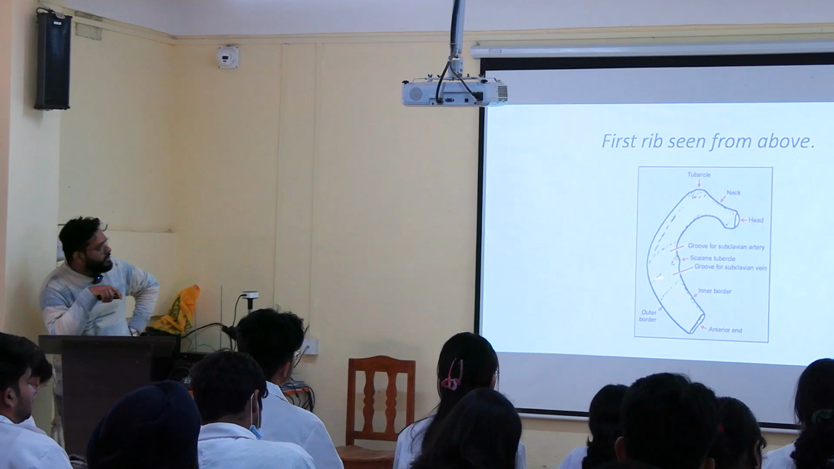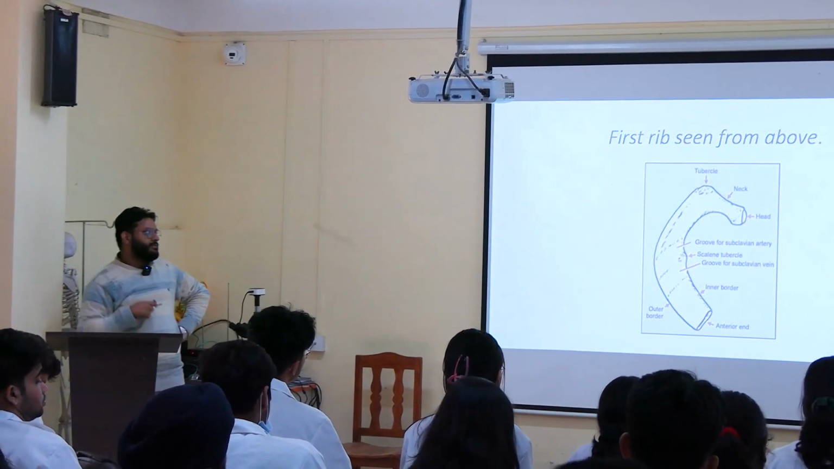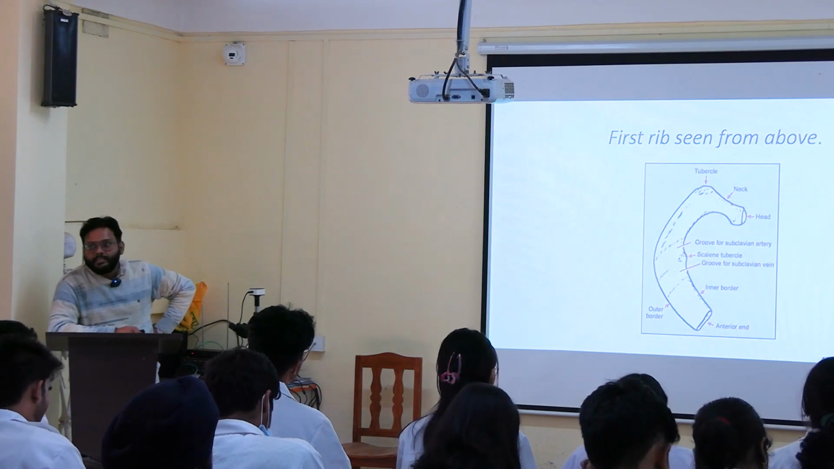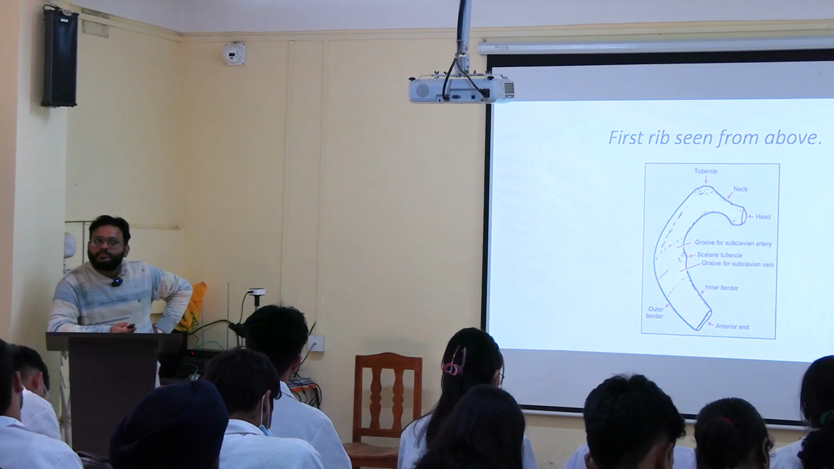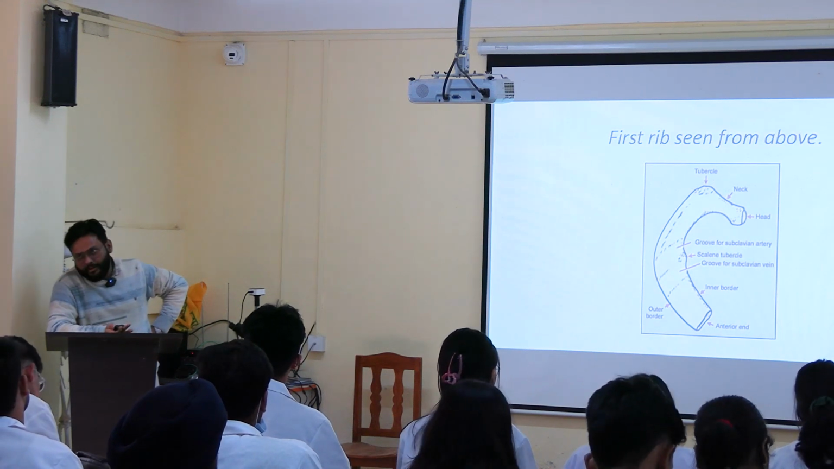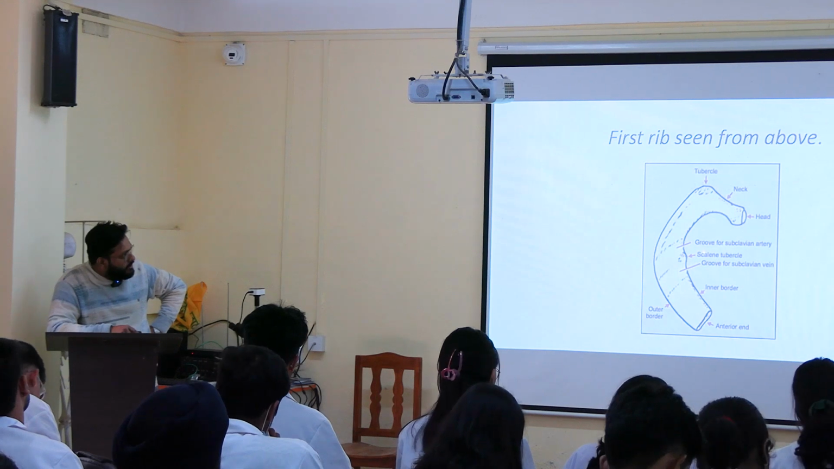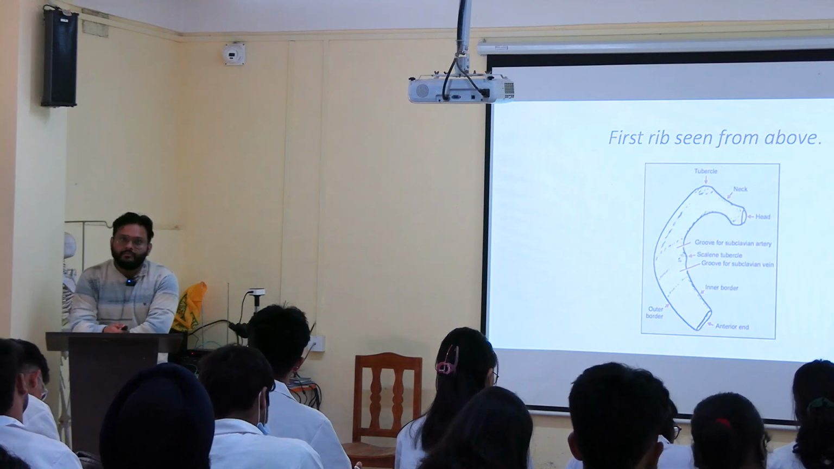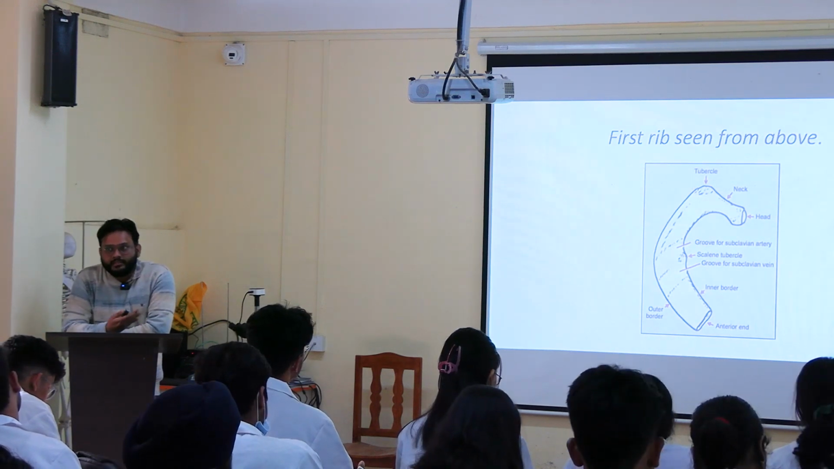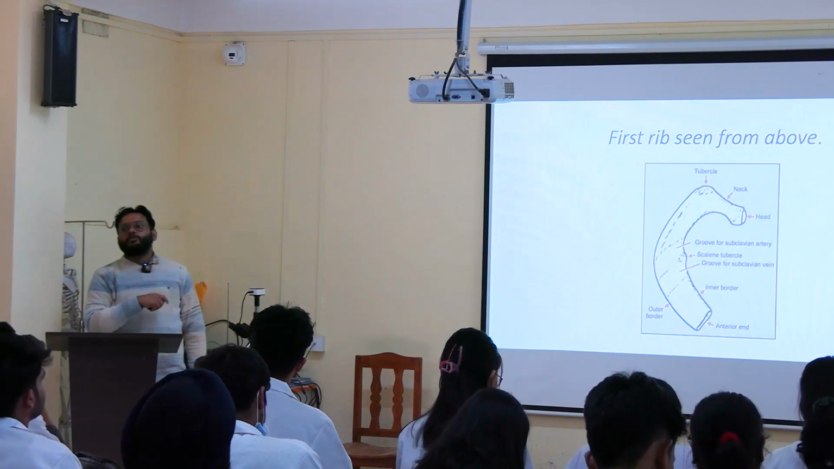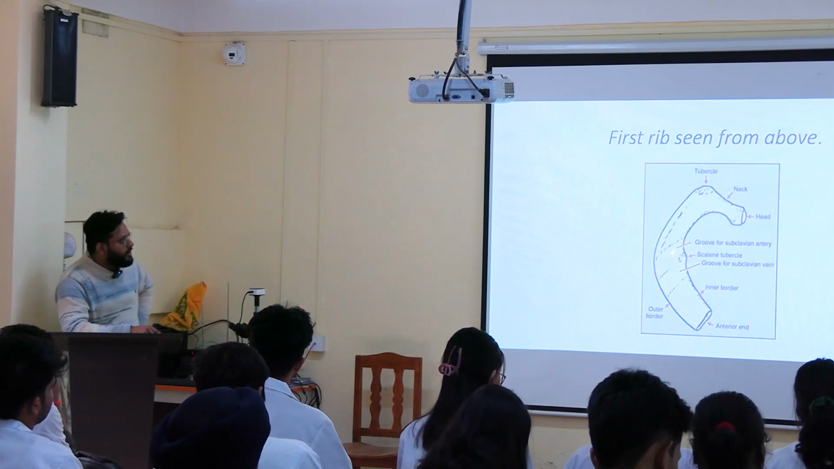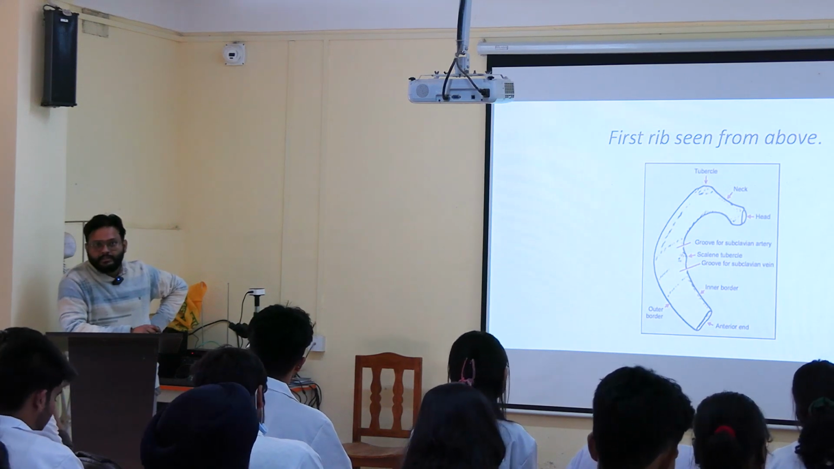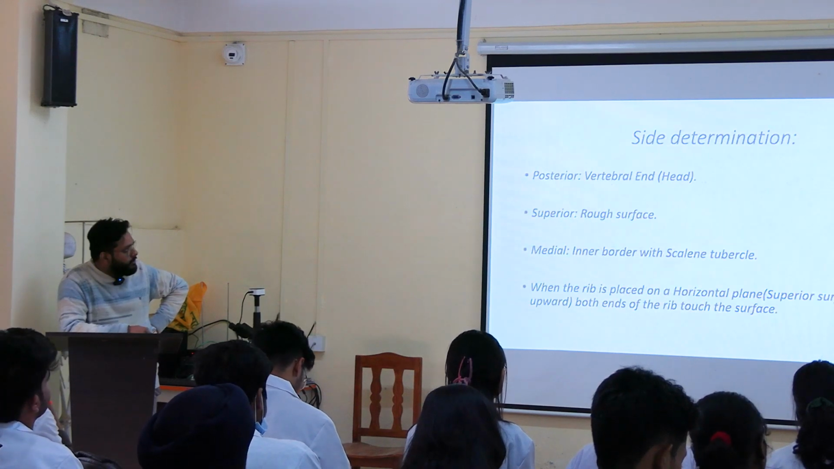Now these two things. First one, there is a groove. Groove for the subclavian artery. Which structure is present there? Obviously the subclavian artery. Very easy to remember. And after that, this is the groove for the subclavian vein. Then which structure? Subclavian vein. Between these two grooves, there is a structure, that is the scalene tubercle. This is also important. What is its name? Scalene tubercle.